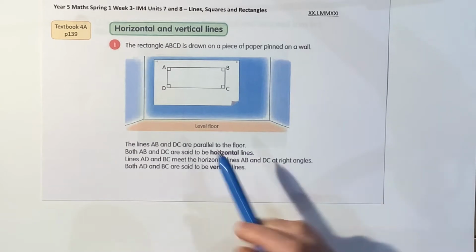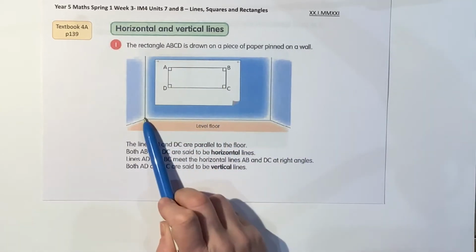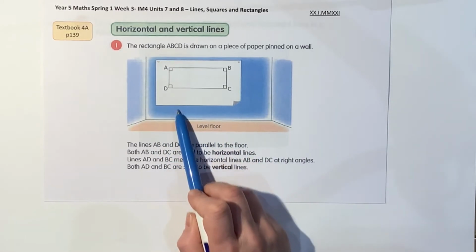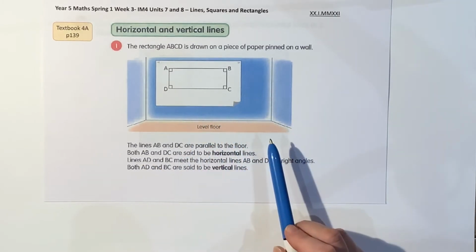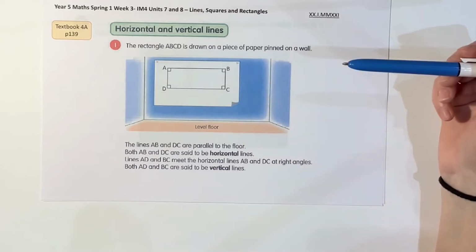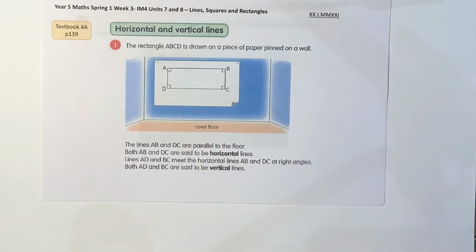The lines AB and DC are parallel to the floor. So thinking about what we said yesterday, they are equal distance all the way along. They would never meet. Both AB and DC are said to be horizontal lines. So if a line is parallel to the floor, and obviously we're talking about a level floor, they will be horizontal. The word horizontal comes from the horizon.